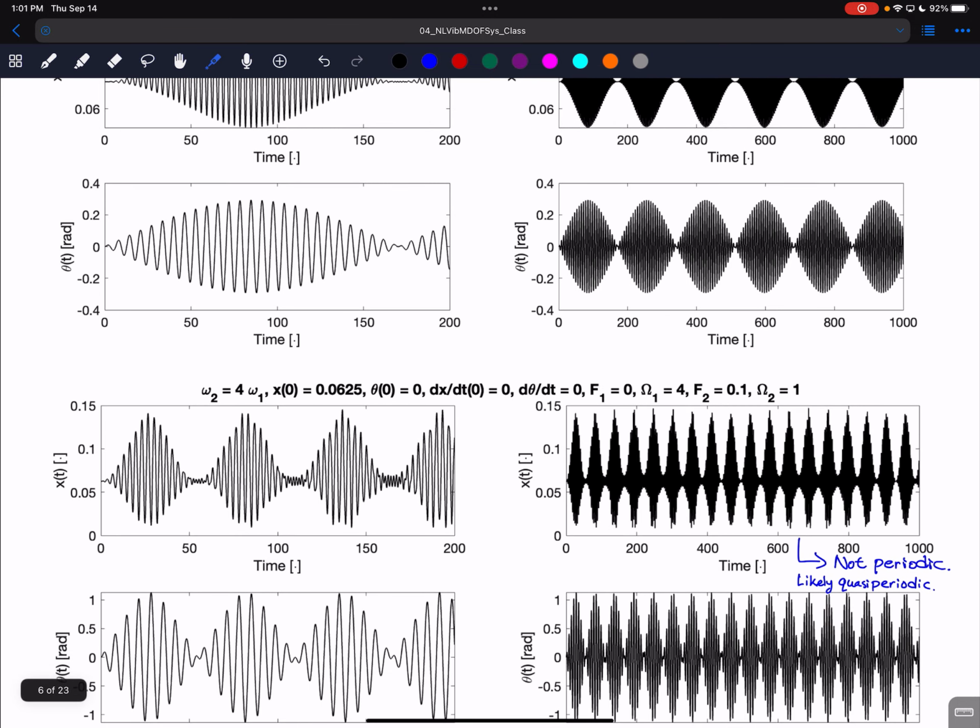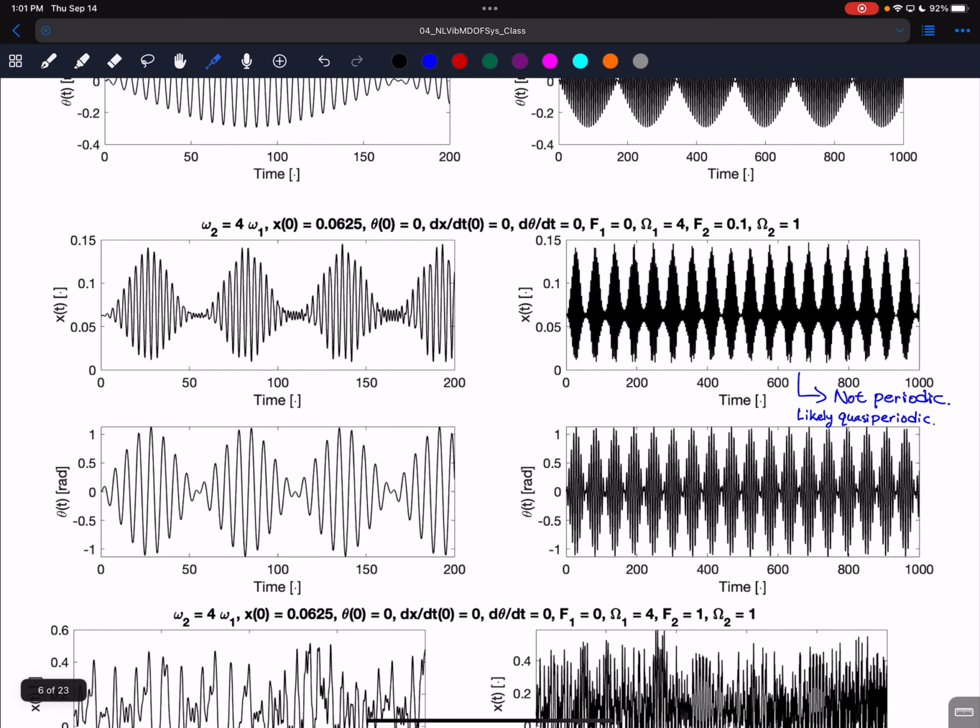And then suddenly what ends up happening is we go from having a nice periodic response to having something that is not perfectly periodic, and it's likely quasi-periodic, meaning that we've now entered an energy level that's high enough to induce chaos into this system, meaning that this is a chaotic response now.